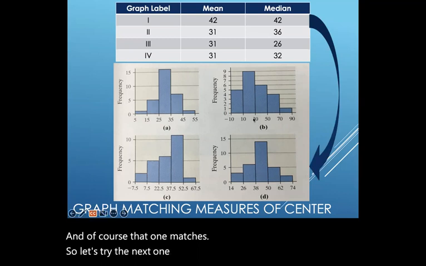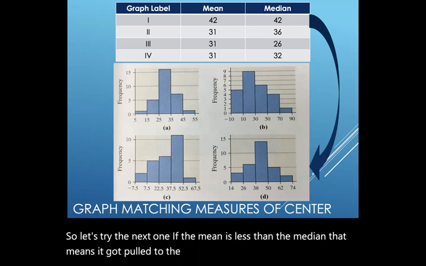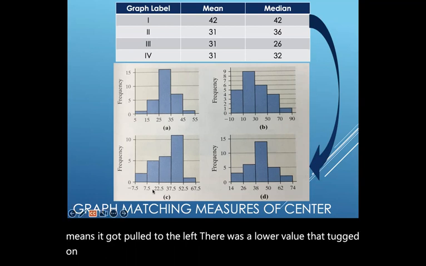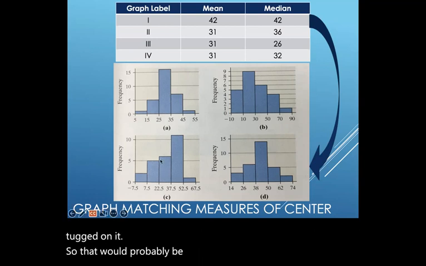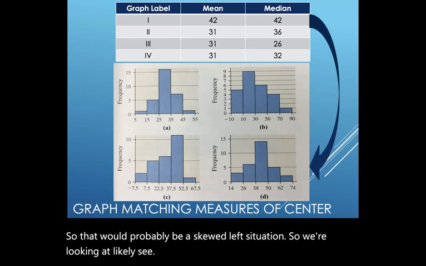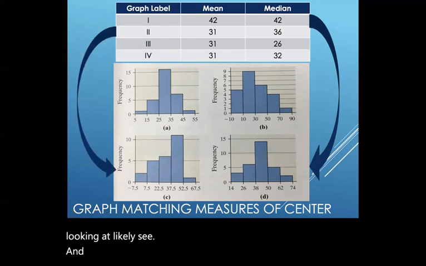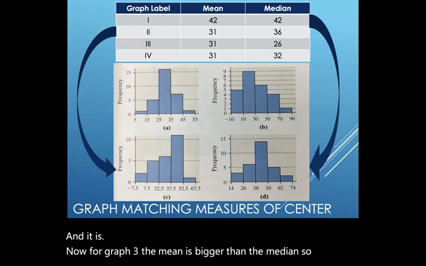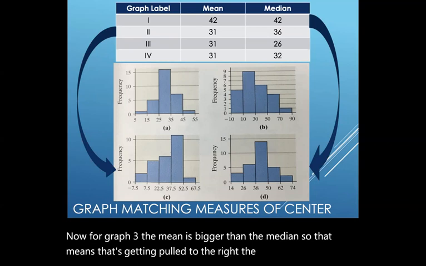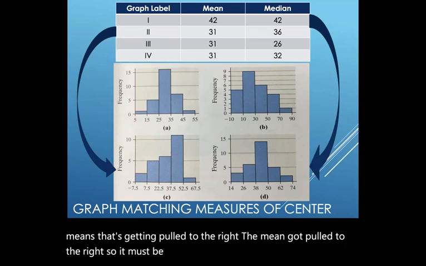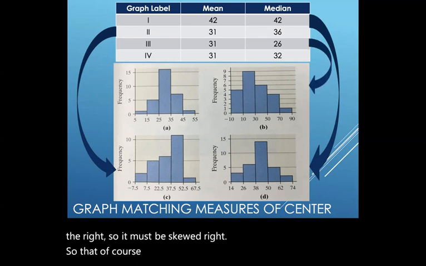If the mean is less than the median, that means it got pulled to the left. There was a lower value that tugged on it. So that would probably be a skewed left situation. So we're looking at likely C. And it is. Now, for graph number 3, the mean is bigger than the median. So that means it's getting pulled to the right. The mean got pulled to the right, so it must be skewed right. So that, of course, must be B.